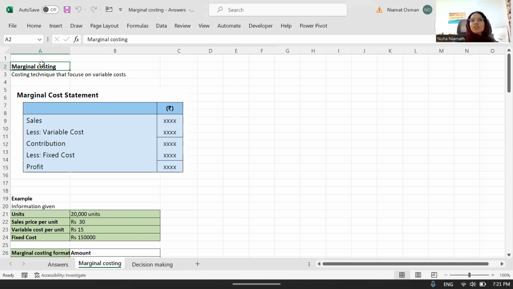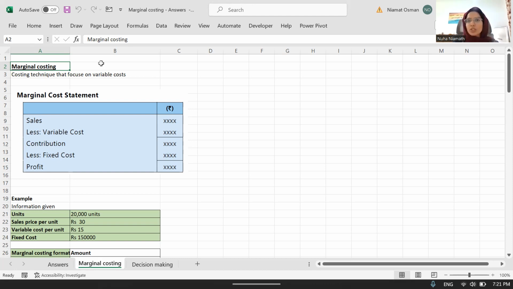In the previous sessions, we have done absorption costing, correct? Overhead costing. In overhead costing, we saw that we allocate direct material, direct labor, and then when it comes to overheads, we take one predetermined rate and allocate that overhead cost to the product based on that rate. And then you find the total cost of that product. Marginal costing is not a type of costing method. It is a technique which is used for decision making.